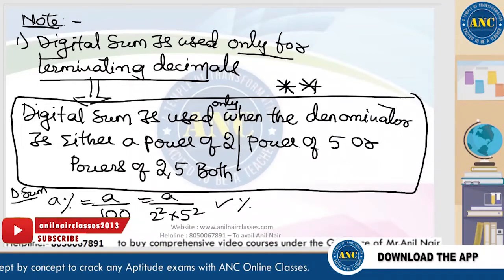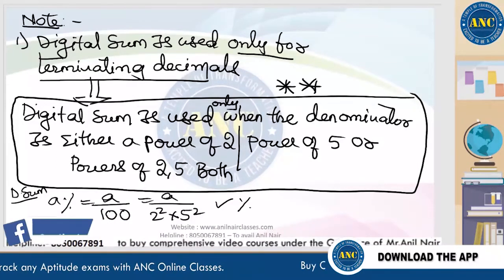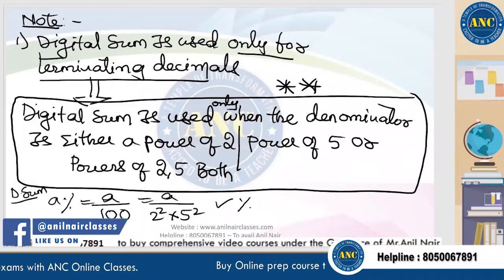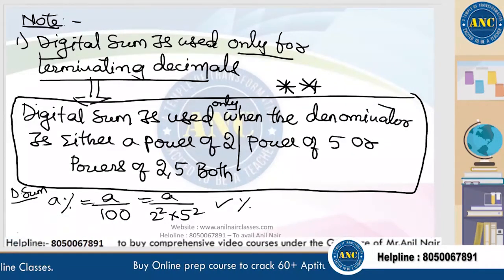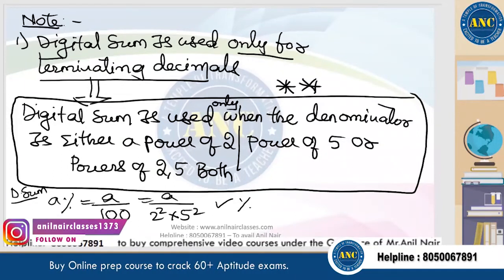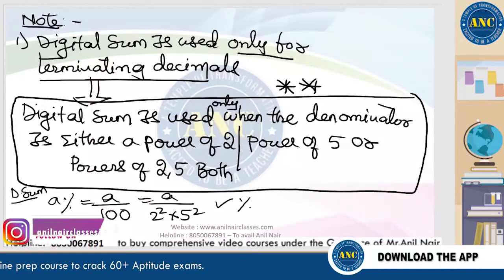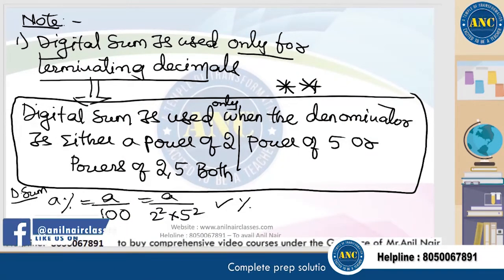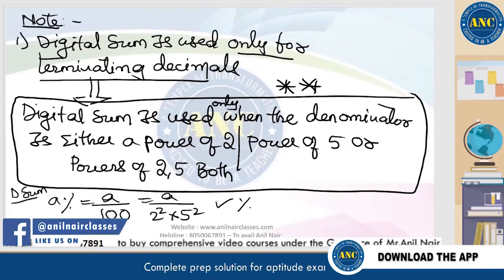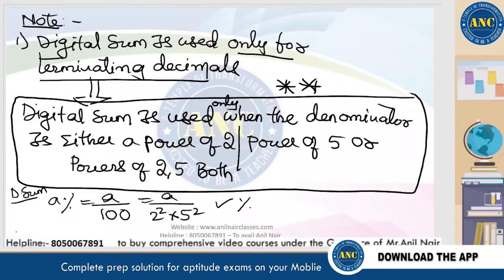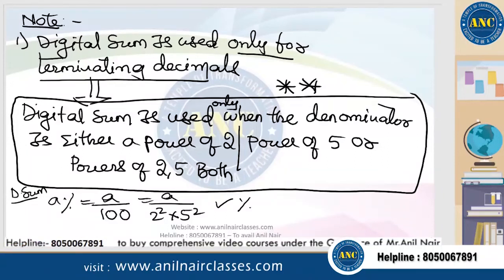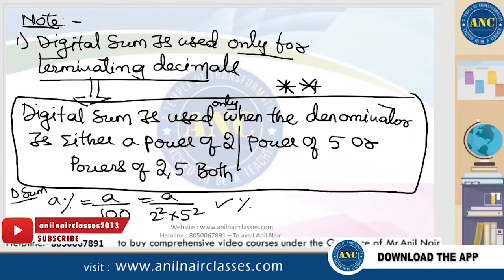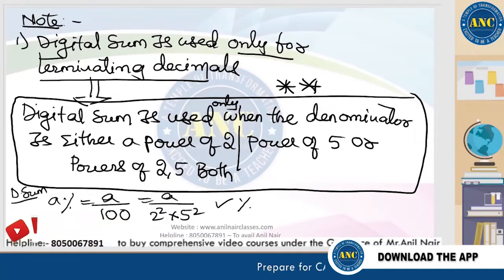Digital sum is used only for terminating decimals, or decimals where the digits are not repeated, which stop. Digital sum is used only when the denominator is either a power of 2, or a power of 5, or powers of 2 and 5 both. First key point. Then you will be able to solve the toughest questions very easily. I hope it is clear, right?